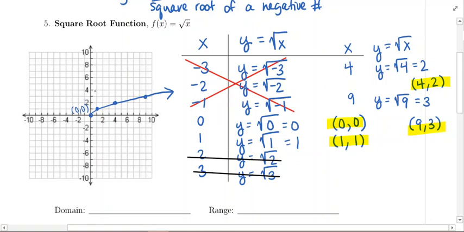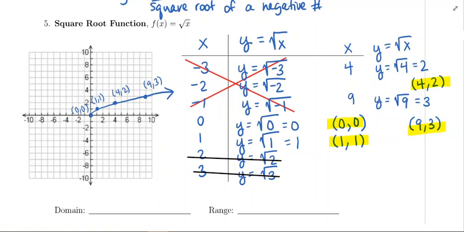Okay, you need to know when you hear square root function, bells need to go off in your head. You need to write down (0, 0), (1, 1), (4, 2), and (9, 3) to make the graph. Okay, these are the 4 key points you want to remember. Okay, so now that we figured out the graph, let's talk domain and range.